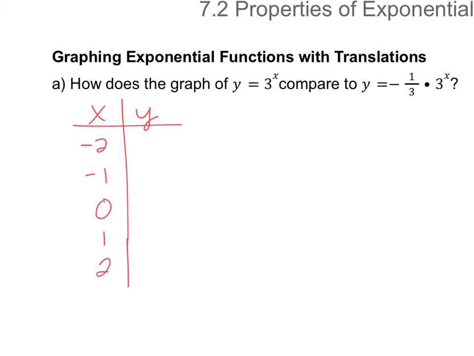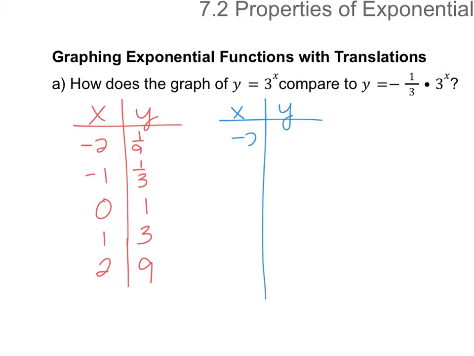Plug it in. 3 to the -2 power would be 1/9. 3 to the -1 is 1/3. 3 to the 0 is 1. 3 to the first is 3, and 3 squared would give you 9. Okay, so then let's do the second one. This one, if you want to use a calculator, by all means, go ahead. It's okay. So I'm going to pick the same points.